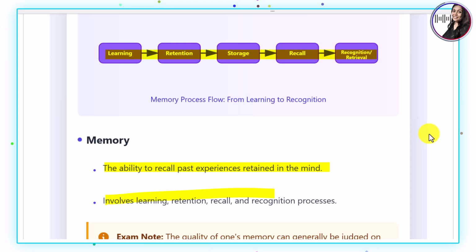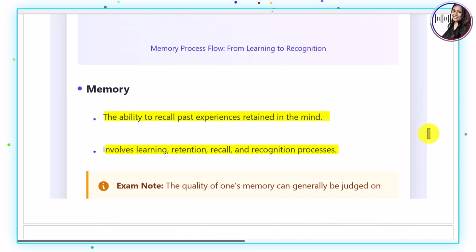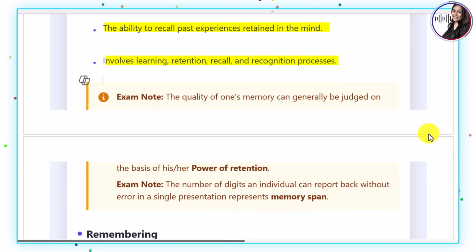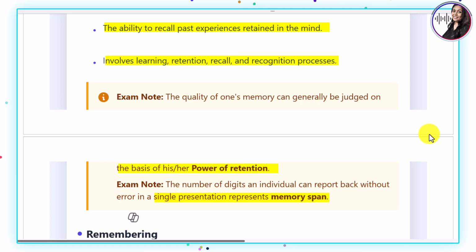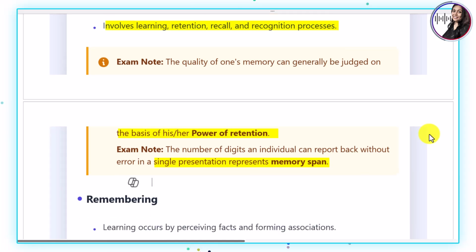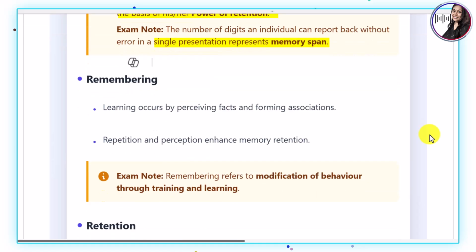The effectiveness or quality of a person's memory is often judged by their power of retention, and this point has been clearly asked in exams, so make sure you remember it. Another important exam-focused idea here is memory span, which refers to the number of digits or items an individual can correctly report back after a single presentation. This measure helps psychologists understand short-term memory capacity.